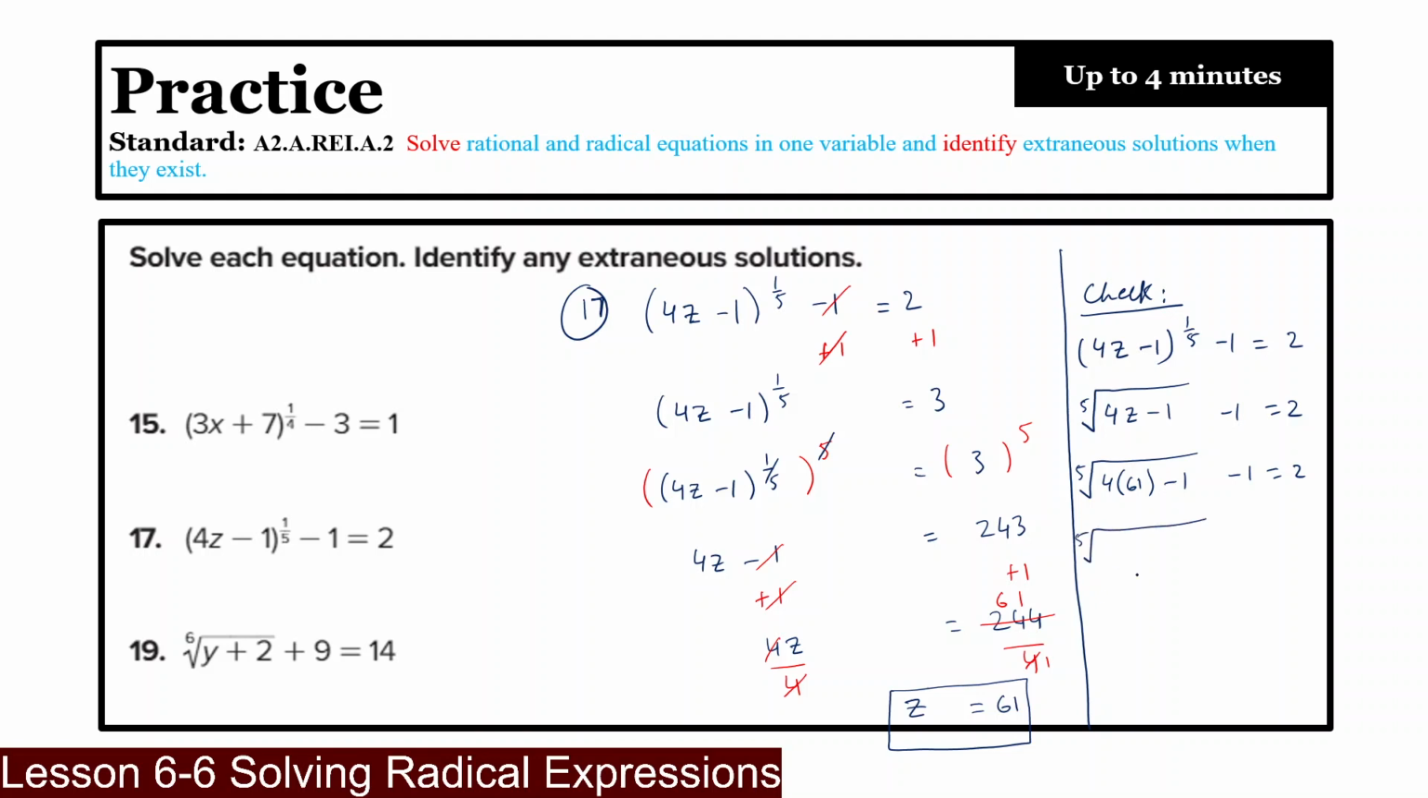This gives us 244 minus 1. This gives us the fifth root of 243 minus 1 equals 2. The fifth root of 243 we already know from here is 3. So 3 minus 1 equals 2. 3 minus 1 is 2. 2 equals 2. So that means that my solution was correct.